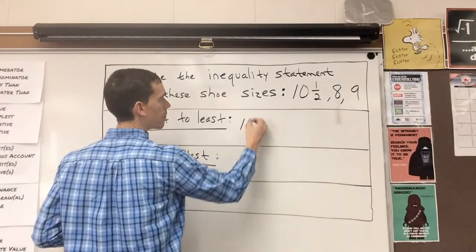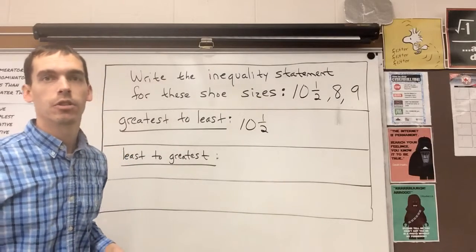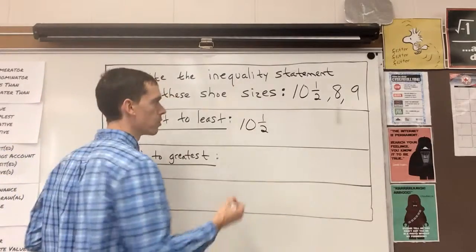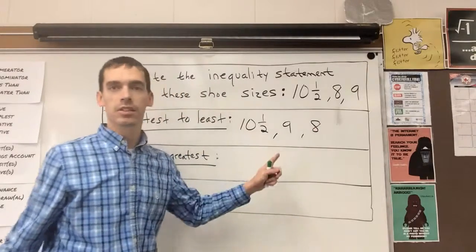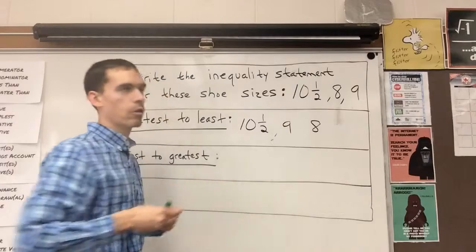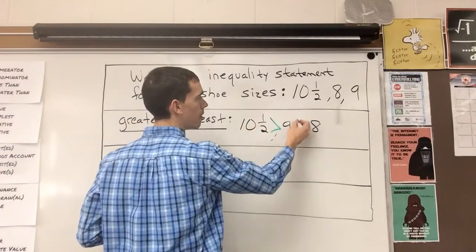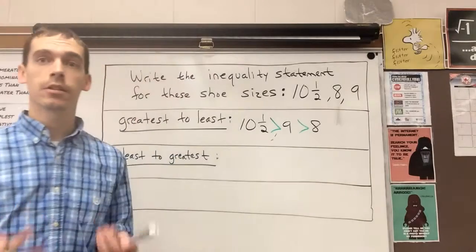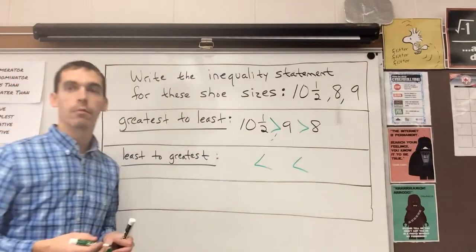first one is 10.5. What's the next largest of the two remaining? 8 or 9? We should know this one right away. It goes 9, and then it goes 8. We're not listing them, we're making inequality statements. So what are we looking for? We are looking for inequality signs of values. Greater than, greater than. What about less than? It's going the other way, and we're ranking it backwards.